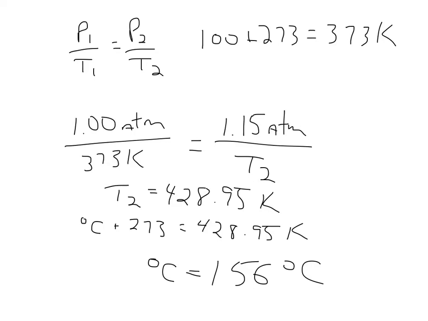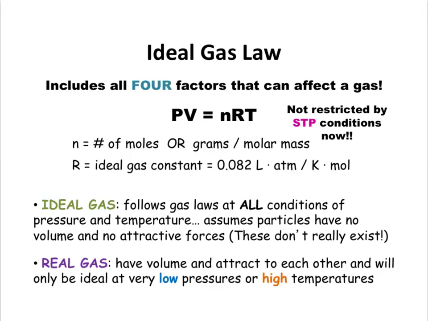So it's very important that you pay attention to the problem and pay attention to your units in the problem in order to get the correct answer. Now we're going to look at the ideal gas law. And this gas law is very important because it includes all 4 things that can affect a gas. So the equation for the ideal gas law is PV equals nRT. And basically now we are not restricted by the conditions of STP.